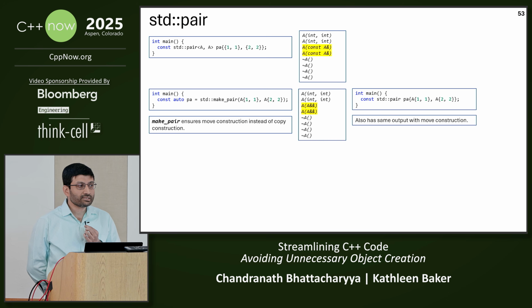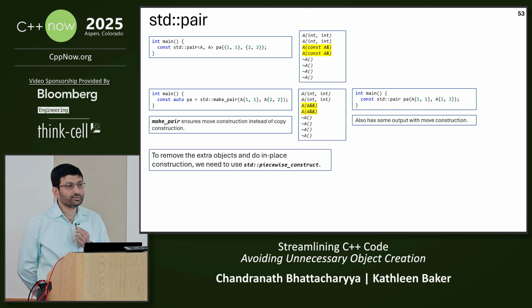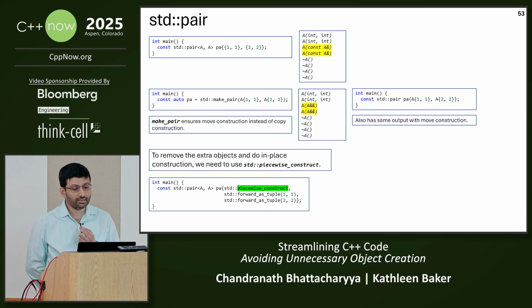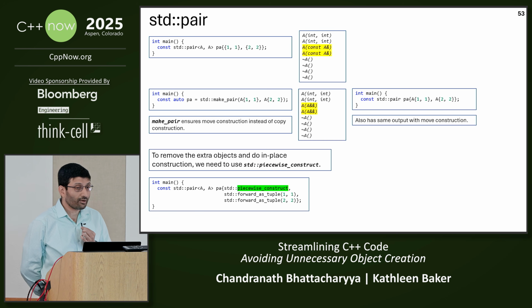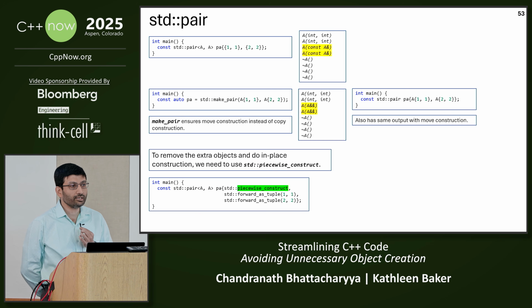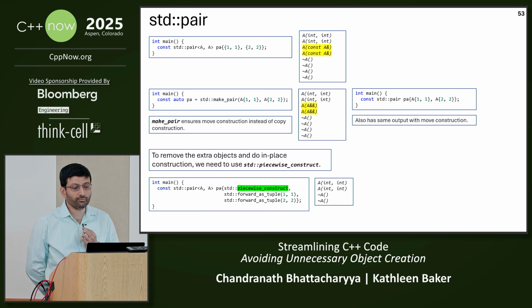So how do we get in-place construction? We call the piecewise construct constructor in this way. We have to use forward as tuple. We have to write more code to get the reward of an in-place construction.